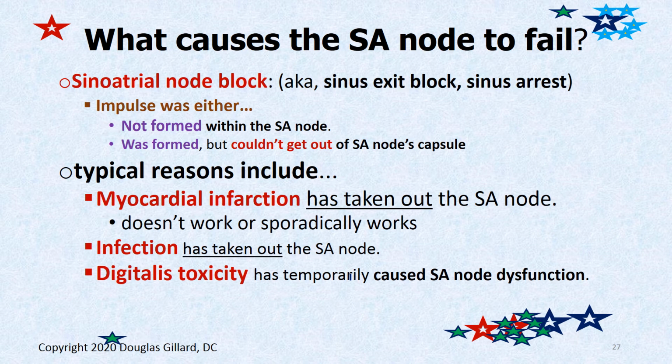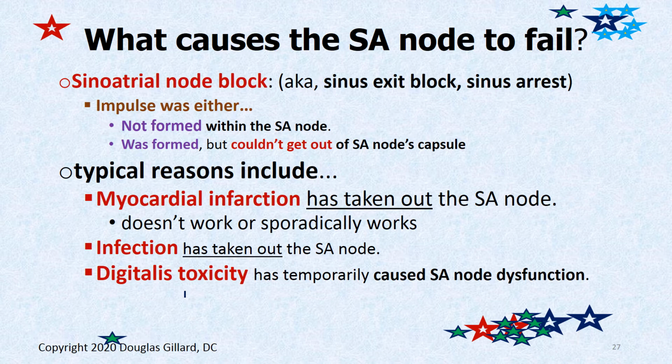What could cause the SA node to fail? We already said myocardial infarction, an infection of the SA node, and digitalis toxicity, where people take too much of their digitalis medications. Grandpa and grandma are getting old and they can't remember when they took it and if they have taken it or haven't, so it's easy to take too much, and that can make the heart really twitchy. And you could have SA node block, sinoatrial node block. Sometimes it's called sinus exit block or sinus arrest.